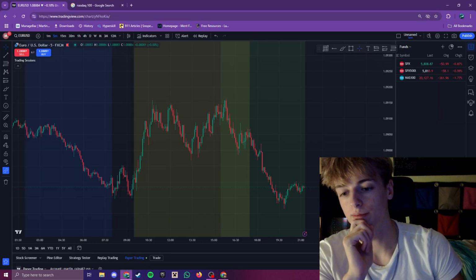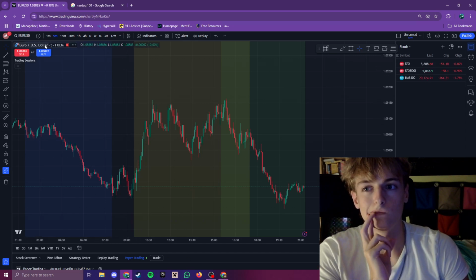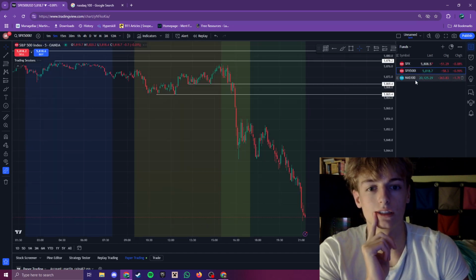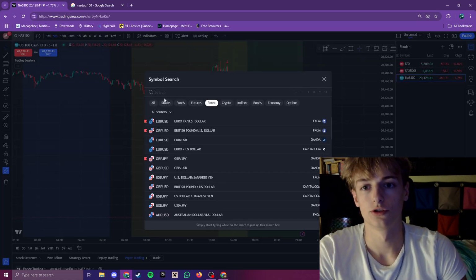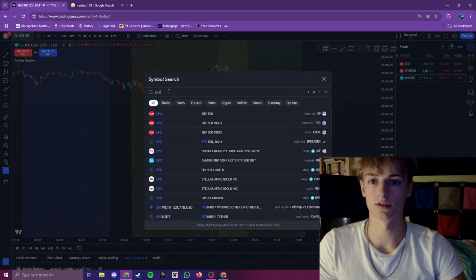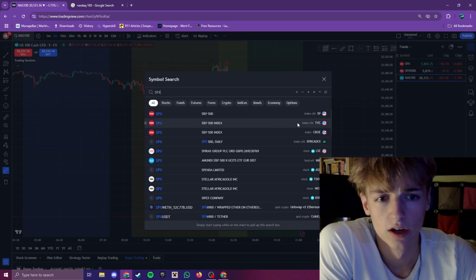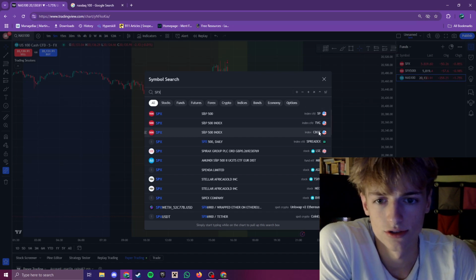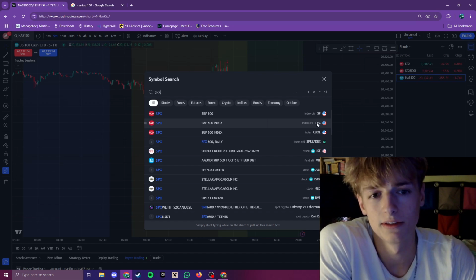I'll explain why S&P and Nasdaq is good. Basically, here's S&P and Nasdaq. Here you can see it. You can also search it up here. If you search up SPX, you have different S&Ps. Now I'll explain to you why there's multiple. These are different exchanges, so the data will be different. The pricing might be a bit different.